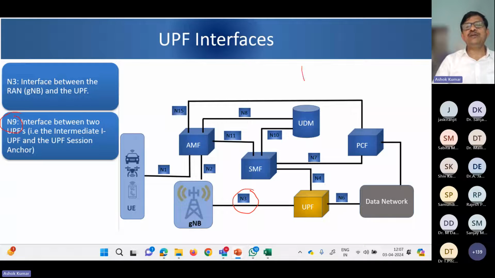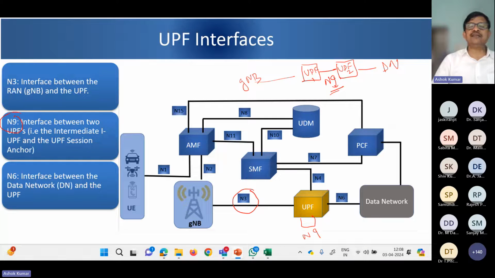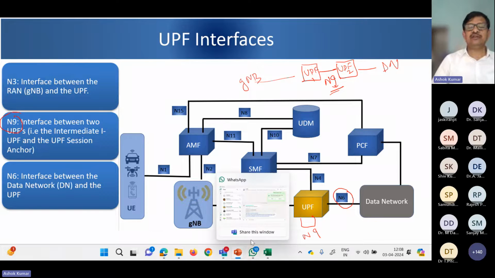If there are multiple UPFs, suppose UPF 1, UPF 2, so gNodeB to UPF 1, and then UPF 2, and then it goes to the data network. So this kind of thing is also possible. So the interface between two UPFs is called the N9 interface. N9 interface is nothing but the interface between two UPFs. Okay. And then you have the N6 interface of UPF towards the data network.